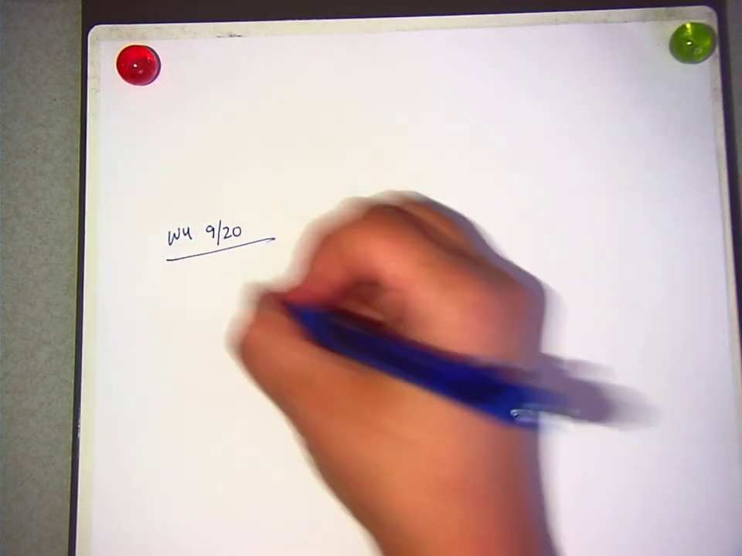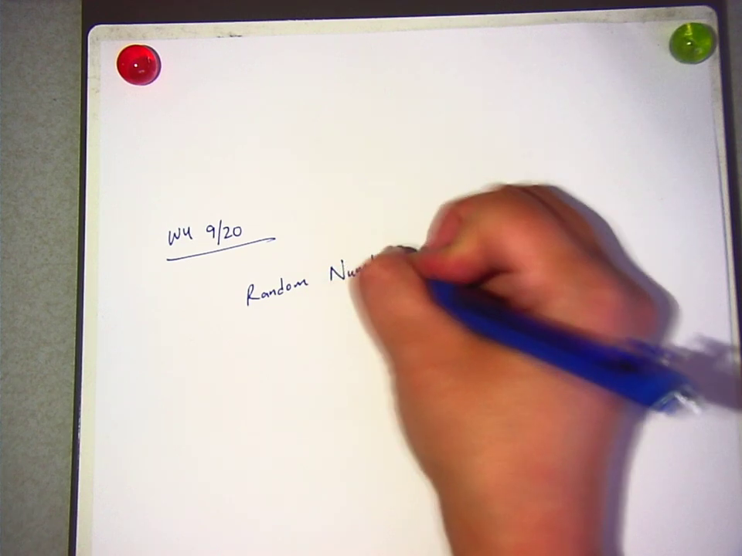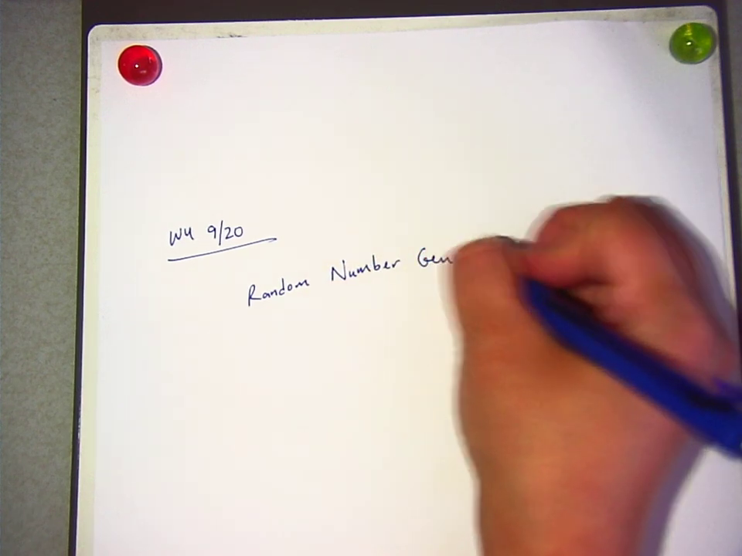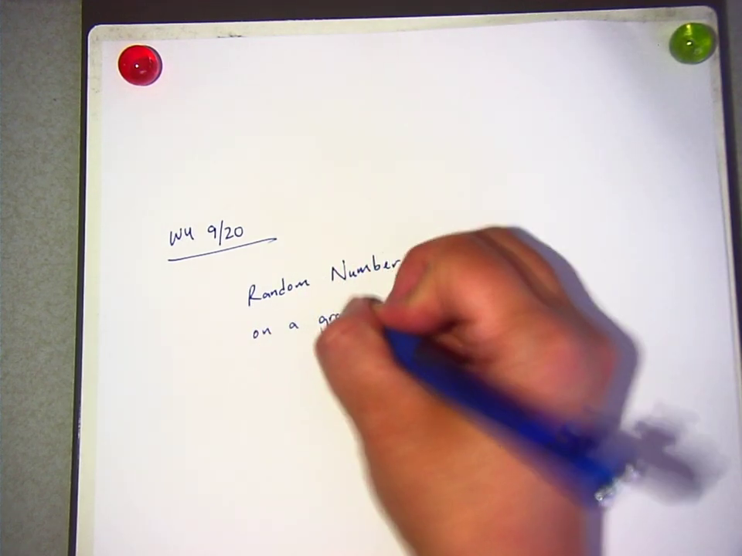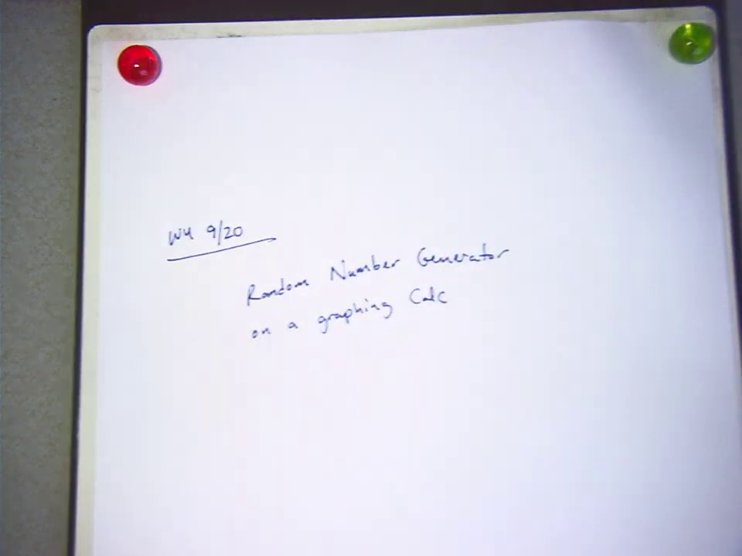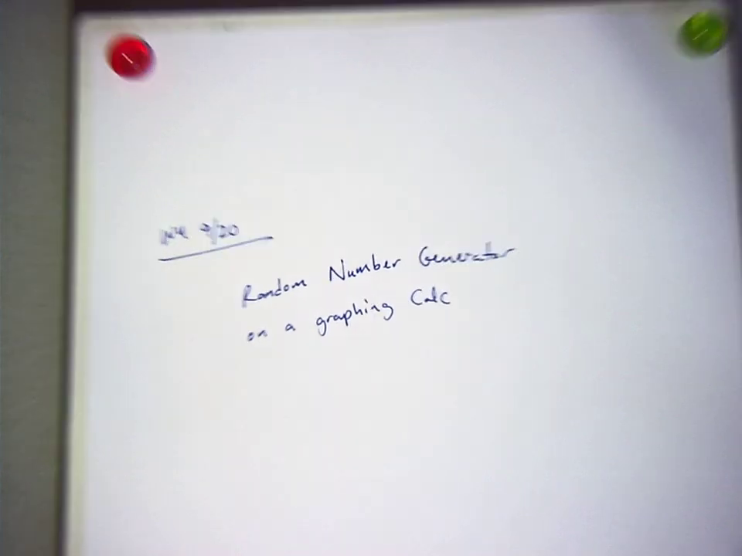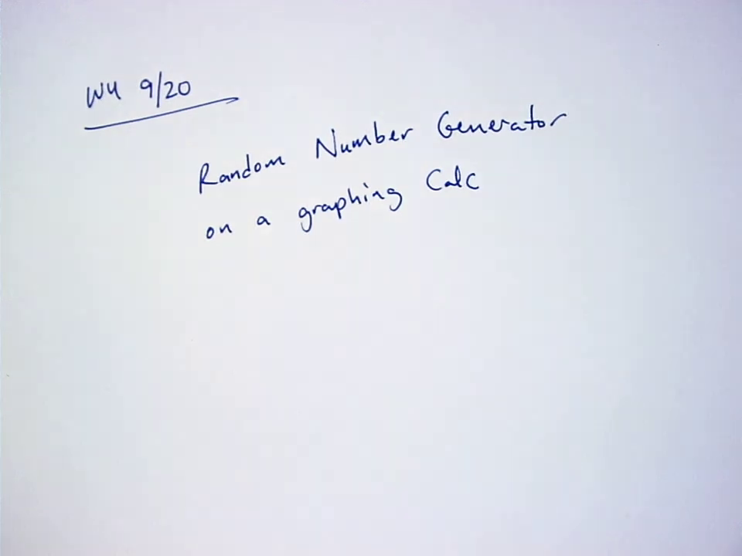This is how to do a random number generator on a graphing calculator. Okay. So I don't know how you want to write it, but I'm going to write it how I write it, and I'll give you time to write it how you write it.